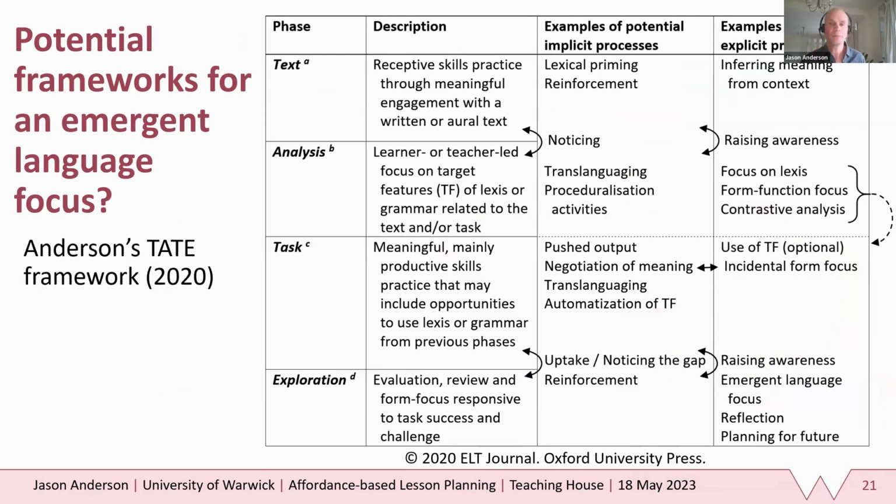And I call it the Tate framework because it has four stages: text, analysis, task, exploration. This is a framework that maps well onto many published materials in a wide range of contexts, that we often have texts and even contexts that introduce new language, followed by analysis phases of the lesson where we might analyze language either from the text or language for a task that follows. Then we have a task in the lesson or some kind of opportunity to use language meaningfully, communicatively. And then after that, I've argued in this framework, we need a final stage there, what I've called the exploration stage, and it makes the four letters TATE, Tate.